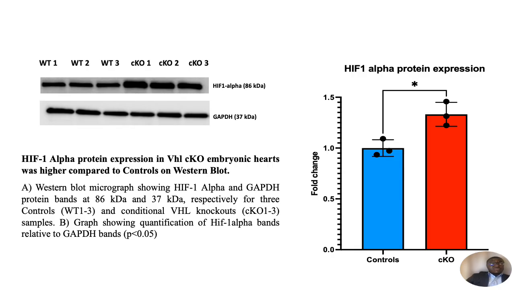So the loss of the VHL, that's knocking out the VHL, stabilizes the HIF1 alpha protein, allowing it to translocate to the nucleus and drive hypoxia-responsive gene expression. The successful upregulation of the HIF1 alpha protein confirms the biological effectiveness of the VHL knockout model by mimicking the hypoxia condition.